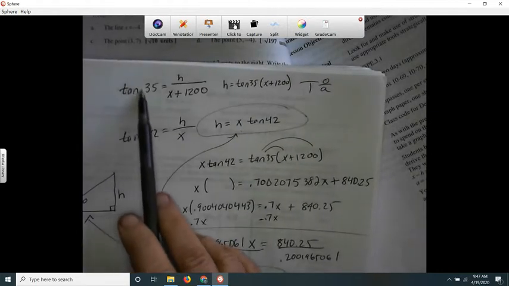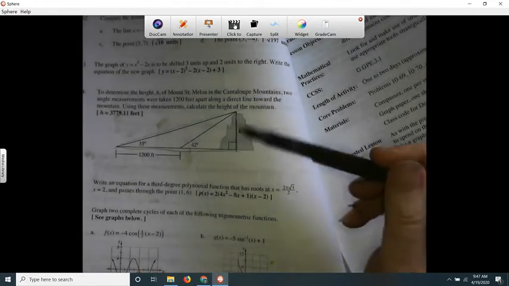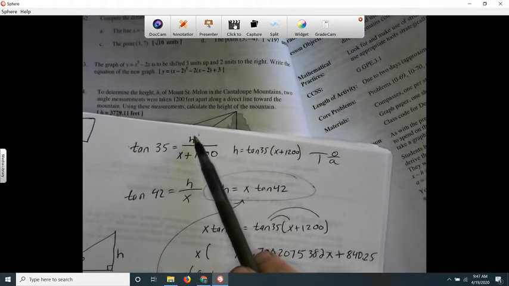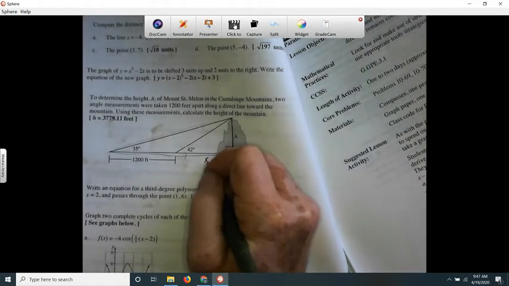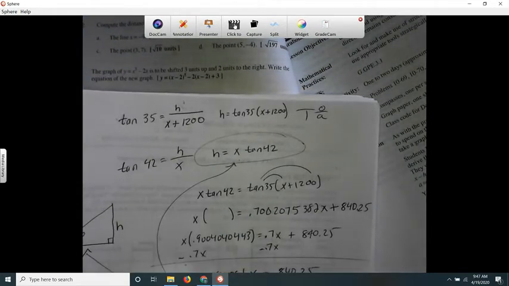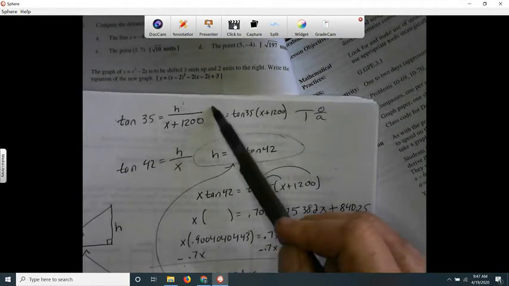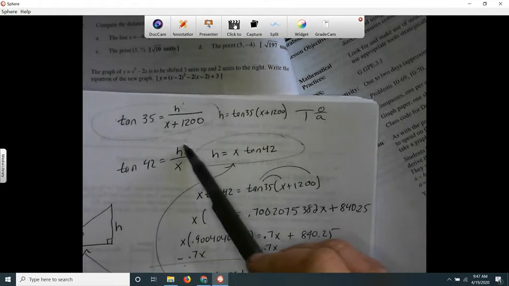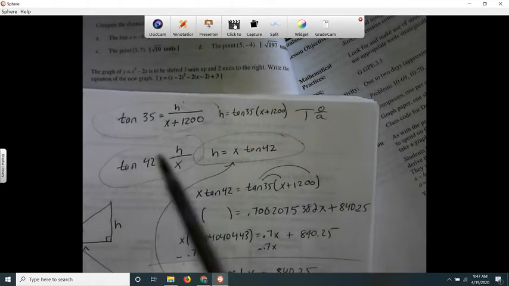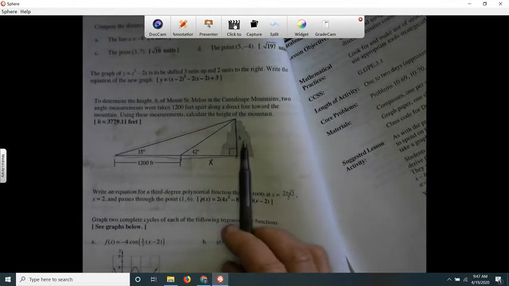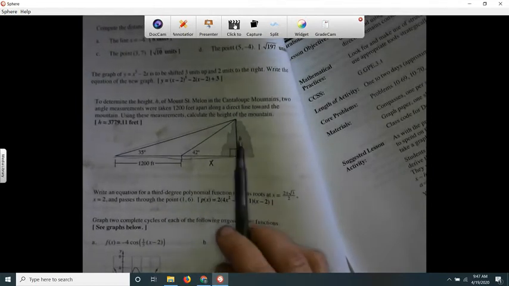I said that tangent of 35 is opposite, which is h, over adjacent. I called this little area right here x. So that's why I got x plus 1,200. So that's tangent 35 is opposite over adjacent. Basically it's a system of equations, is the way I solved it. Then I said tangent of 42, the smaller triangle, is just h, opposite over adjacent, h over x.